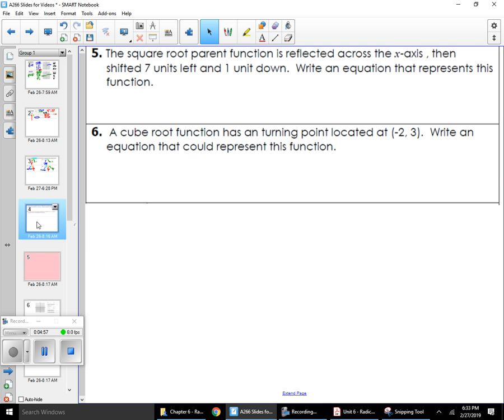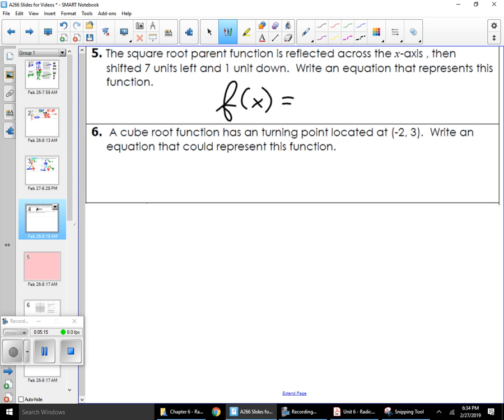The second couple problems here are asking us to go the other way. They're telling us a handful of transformations that they want done, and then we need to actually write the function. So let's start with function notation.